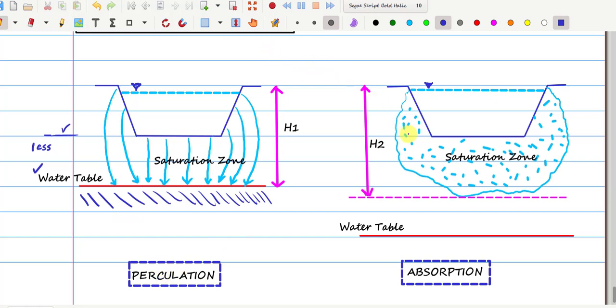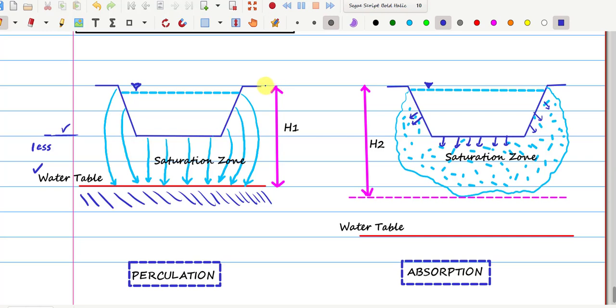But in the second case, when the distance between the canal and the water table is much higher as compared to the first case, the seeped water will not go into the water table. The water will be absorbed in some area around the canal. This process is known as absorption. So two things can happen whenever water seeps from a canal, either from the sides or the bed: the first is absorption, and the second is percolation.